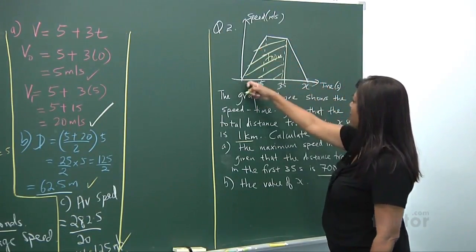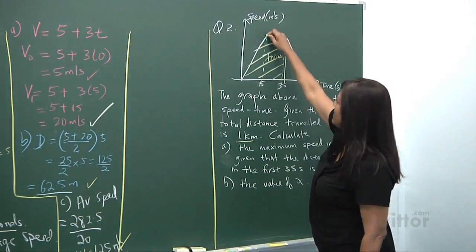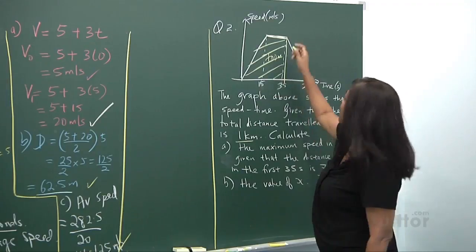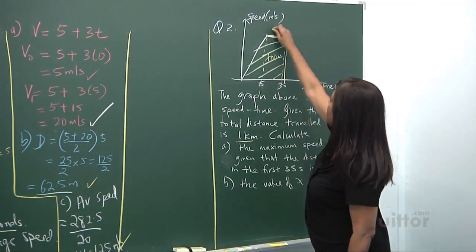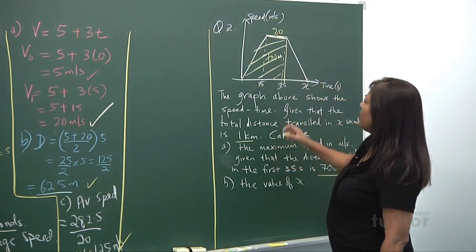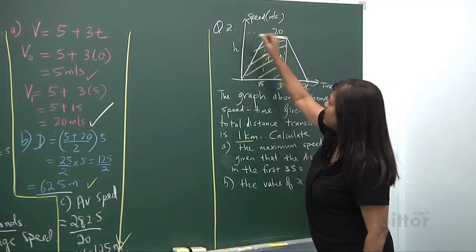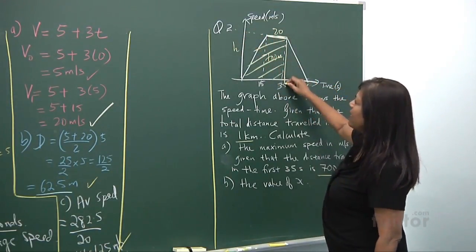And you take 35 seconds. And what is this line from here to here? 15. And this is 35. 35 take away 15 is 20. So we want to put this height here as h. Alright, that's the height h.